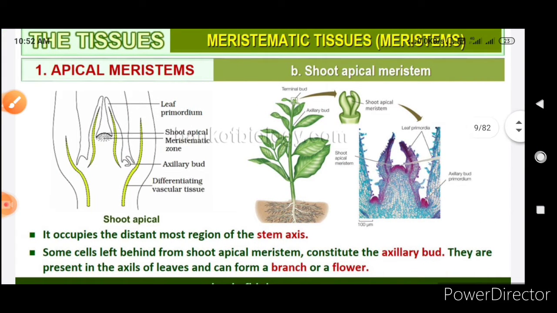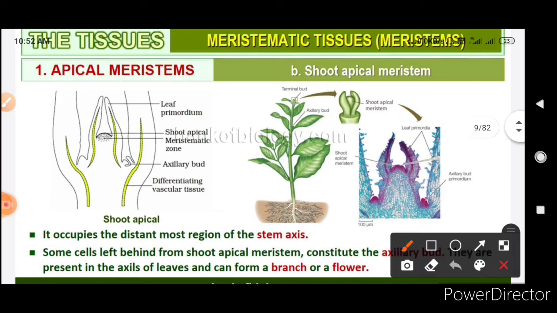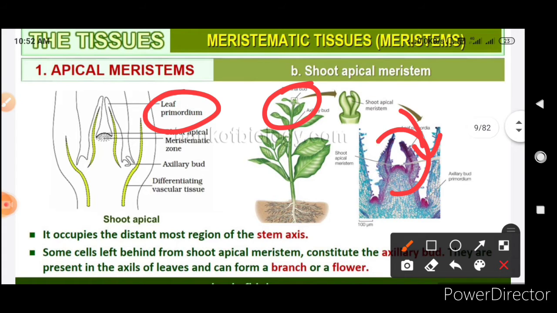This is the shoot apical meristem. So this is the leaf primordium. Leaf primordia, or the leaf structures, are forming here. This is the axillary bud, and when the terminal bud is cut and stained, you will see this kind of structure, which is very similar to this structure.